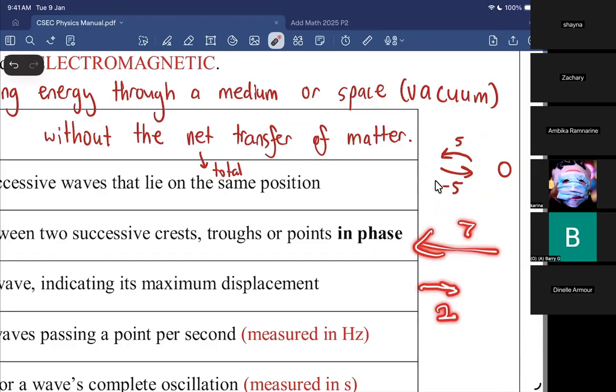So I push it 7 spaces to the left and then I push it 2 spaces to the right. What's the net transfer over there? 5 to the left. 5 to the left, right? So there was transfer of matter there. But over here, there wasn't.